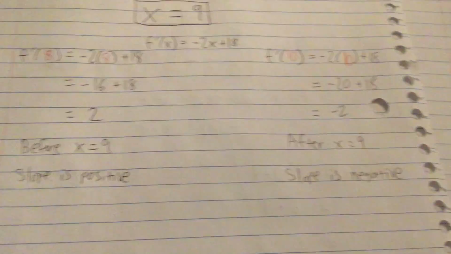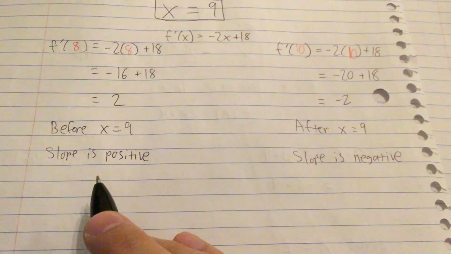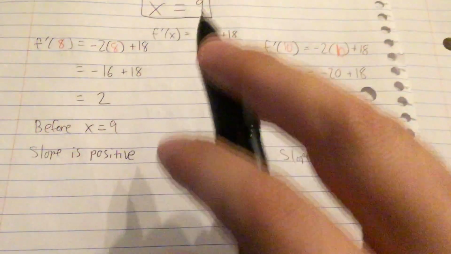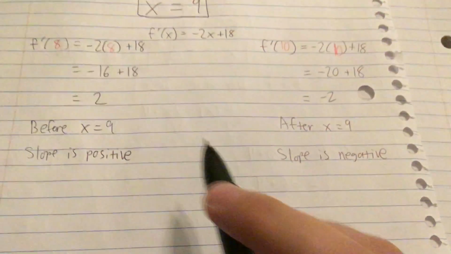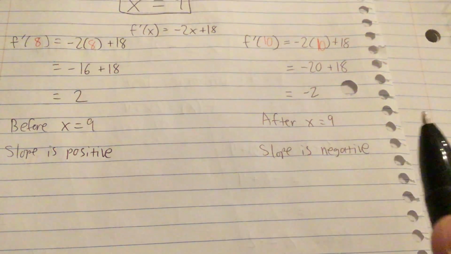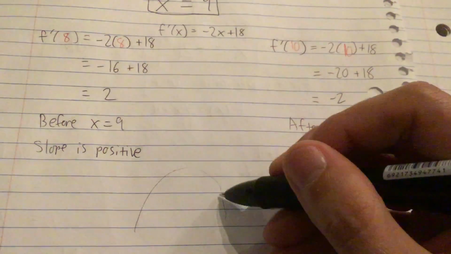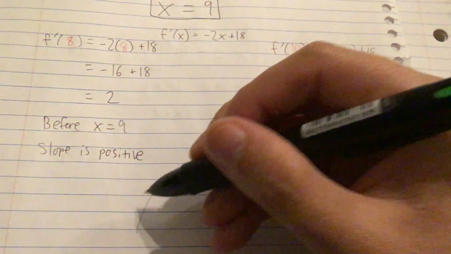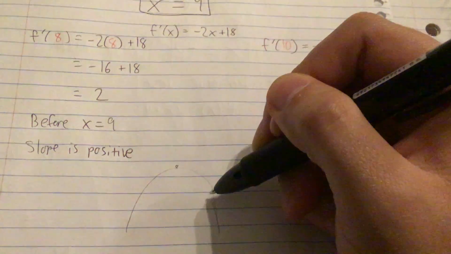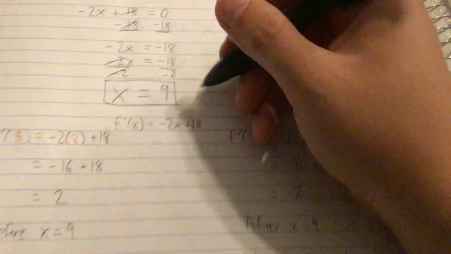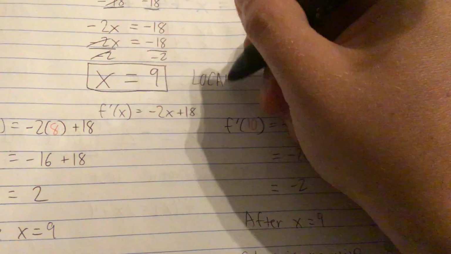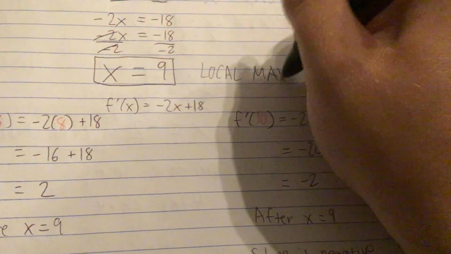So if I analyze the situation, before my critical point, slope is positive. At my critical point, the slope is 0. After the critical point, the slope is negative. So before, at, after, positive to 0 to negative. Those are the characteristics of a local maximum. Okay.